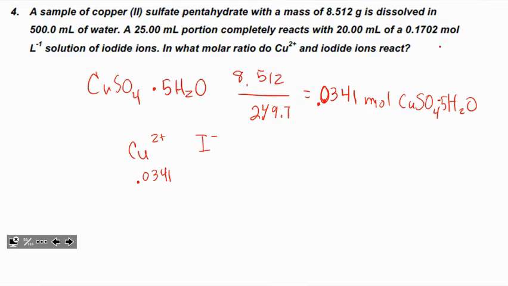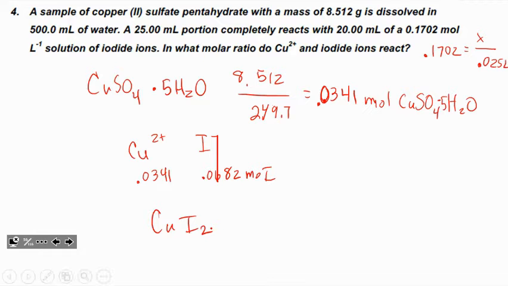And then my iodine here, if I want to figure out those, I'm going to have my molarity, which is 0.1702 equals X over, and we had a 25 mil portion, so that's 0.025 liters. And so if I multiply those together, I end up with 0.0682 moles of iodine. So that means that I've got this in a 1-to-2 ratio. So it would be CuI2 would be the formula for this.